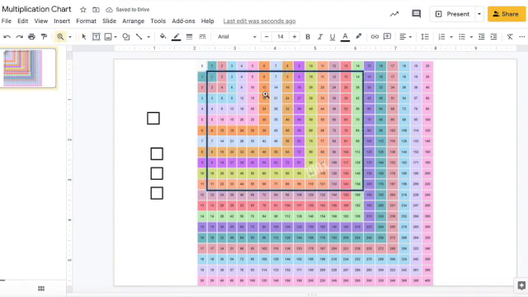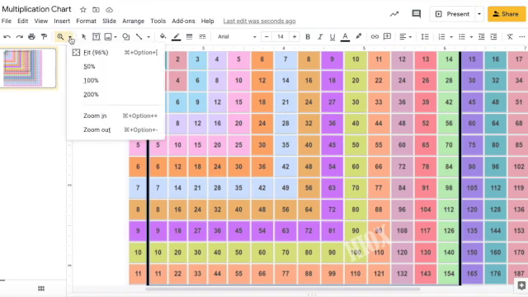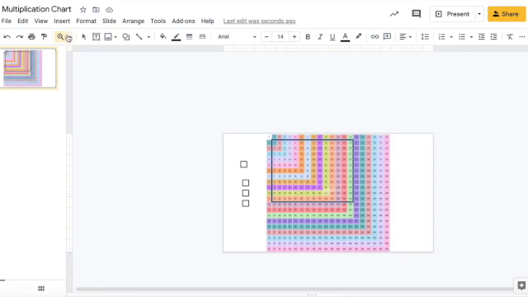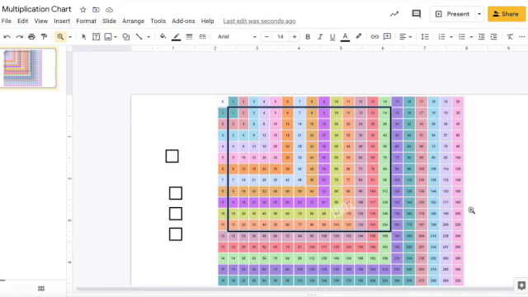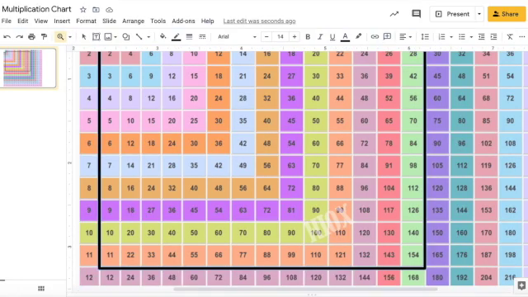I'm going to zoom in just a little bit to see. Oh, a little bit too much. Oh my gosh. Hang on. All right, that should be fine.